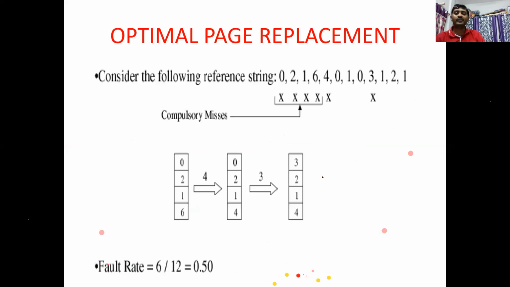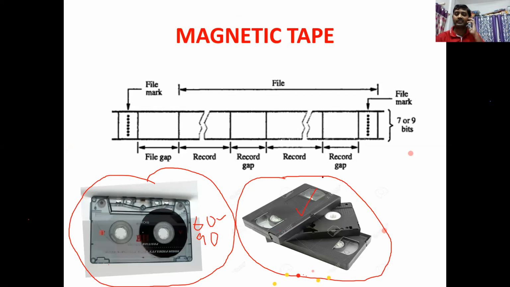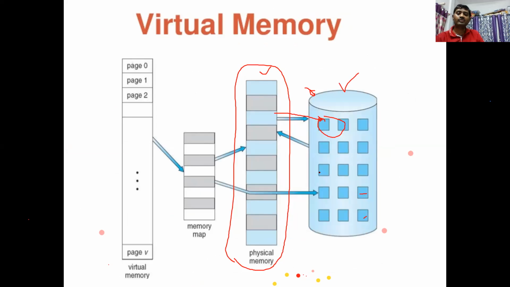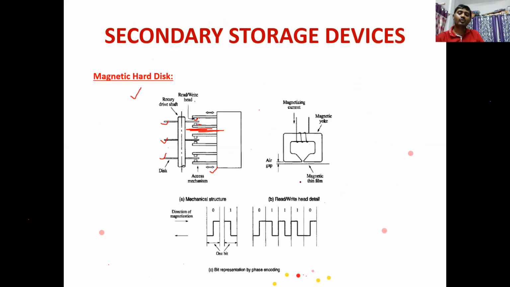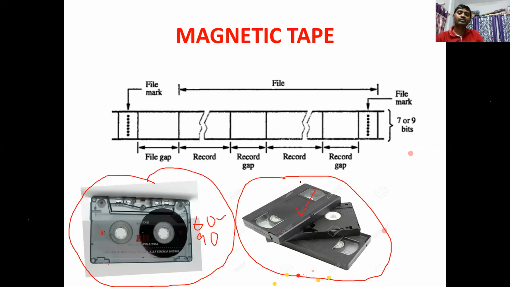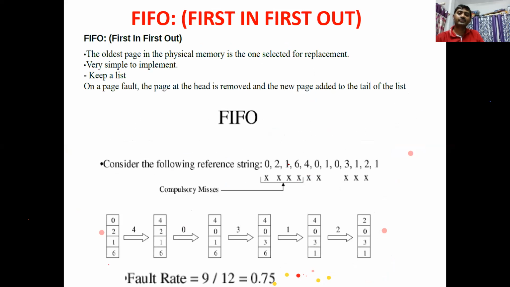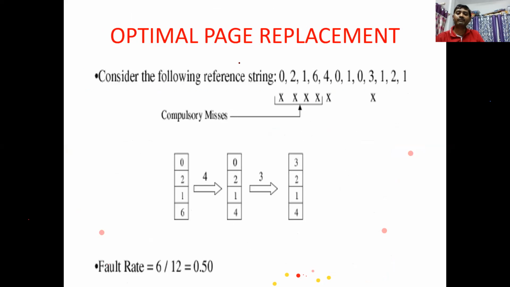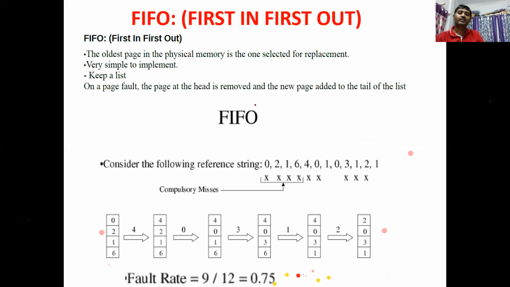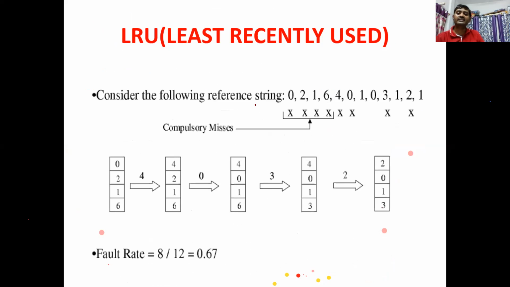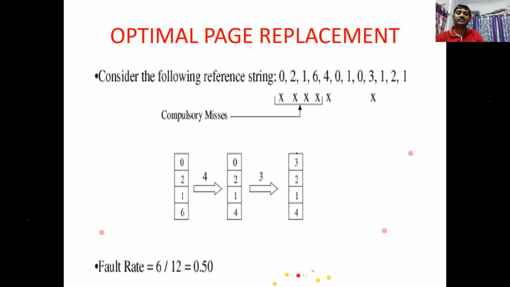So, optimal page replacement. I told you about virtual memory. Sometimes the pages are not available, then a page has to be replaced. How that is done is using different mechanisms. One is FIFO, first in first out. The other one is the optimal page replacement algorithm. The other one is least recently used, right? So we'll see one example for the optimal page replacement.